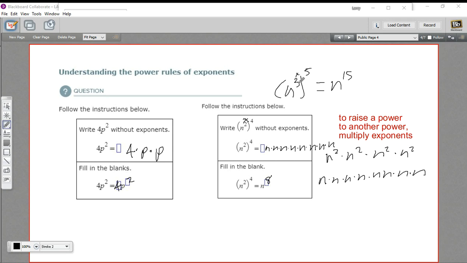And if you're not sure about that, you could try doing this again. Multiply n to the third by itself 5 times, and then break those n to the thirds down into n times itself 3 times, and you'd see there are 15 n's. So to raise a power to another power, multiply the exponents.